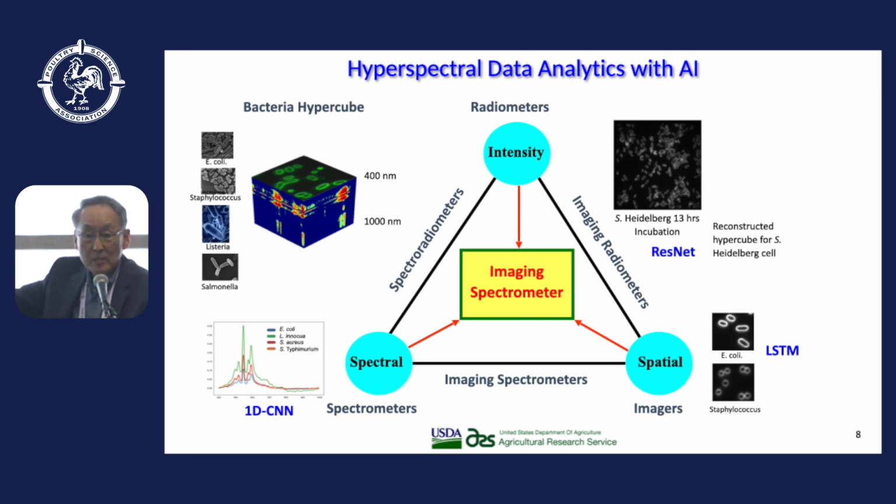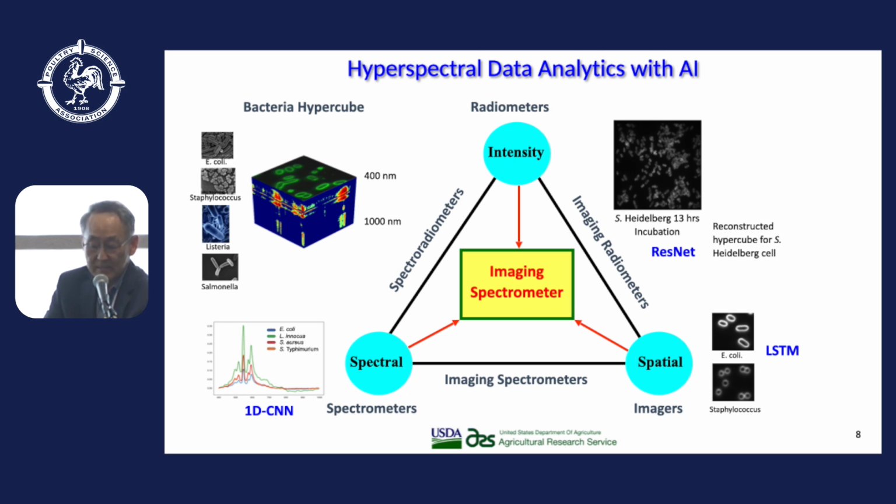So a hypercube actually consists of 3 components: intensity, spatial, and spectral. In most cases, they use the spectral data only. However, in this case, we're just looking at the cell itself, so we can take advantage of the morphological feature as well, and also the scattering distribution from the cell, okay? So this is the spectral data. We use a one-dimensional convolutional neural network as the deep learning model.